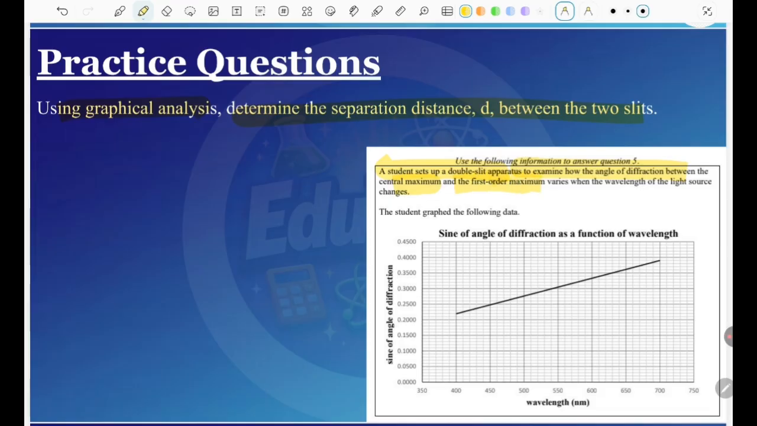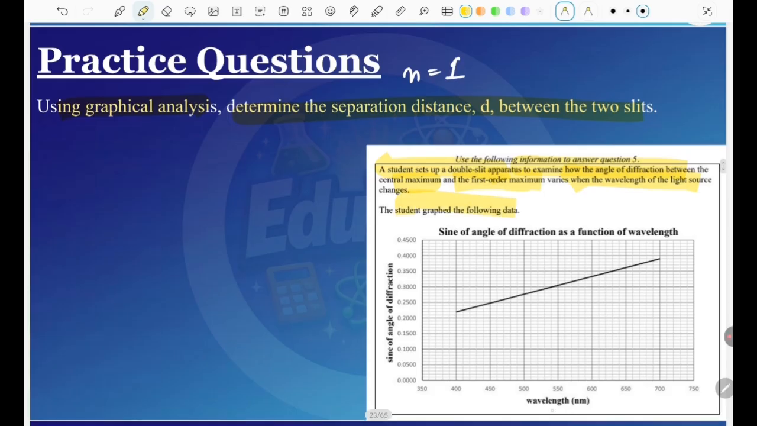So they mention the first order maximum, so n is equal to 1 here, and the wavelength varies when the wavelength of the light source changes. So they graph it. This is the wavelength on the x-axis, and we have the sine of the angle of diffraction, sine theta, on the y-axis. You have to draw the line of best fit, take two points from here, get the slope and get the answer.